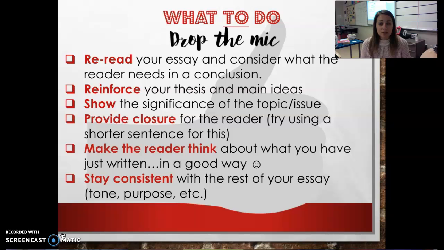So a couple tips to do. When you're working on your conclusion, reread your entire essay and consider what the reader needs to know in their conclusion or what you think that they should really be reminded of. Reinforce your thesis and your main ideas so that your reader remembers what you want them to know. Show the significance of the topic or the issue. So let your reader really know what's important here and how does it apply to their lives.